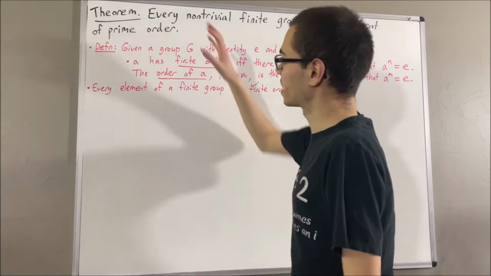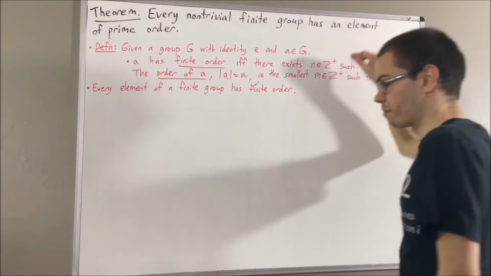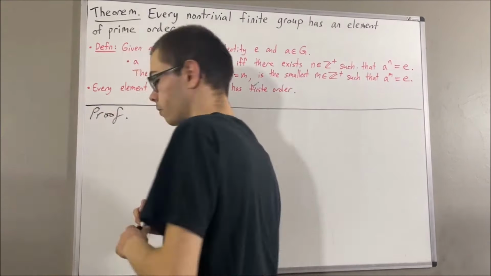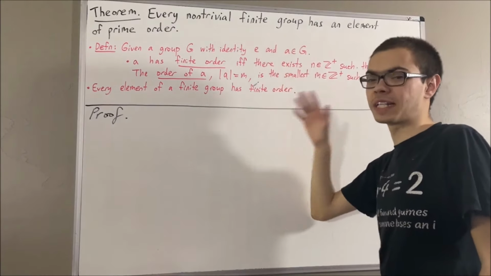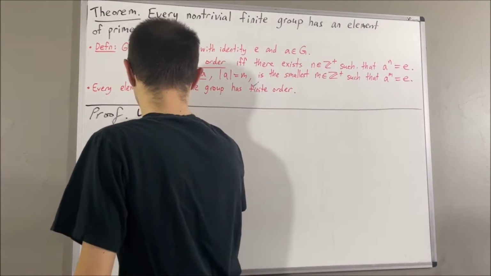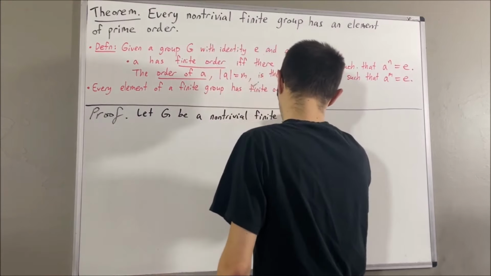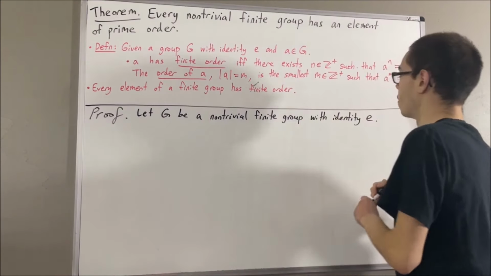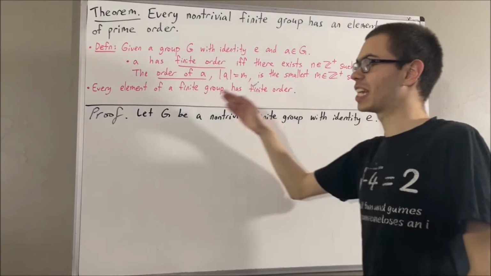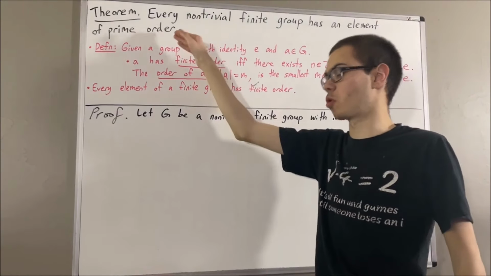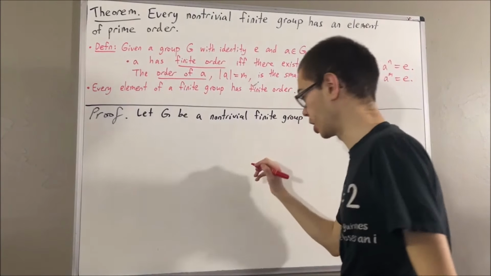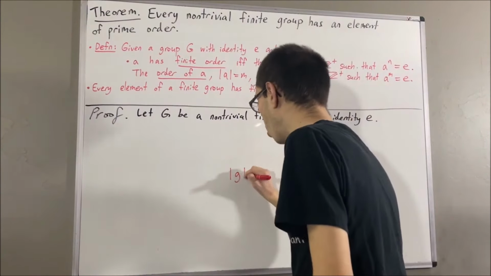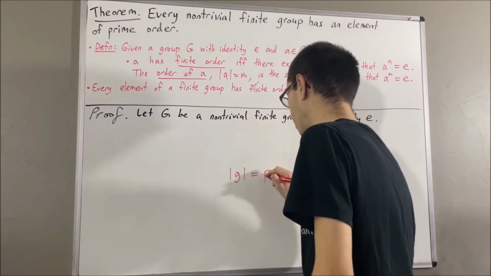Okay, so now let's get into proving this theorem. To start out the proof, let's consider a non-trivial finite group G with identity element e. And from here, we want to find an element in G that has prime order. In other words, we want to find an element g in G with the property that the order of g is equal to some prime number p.